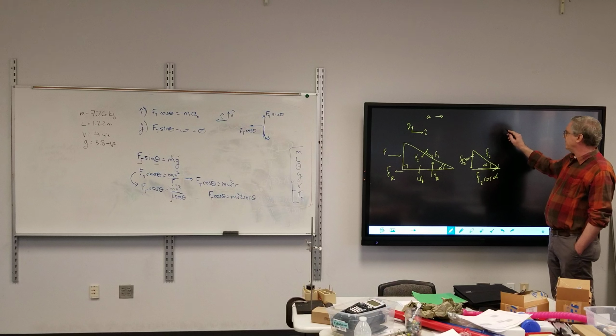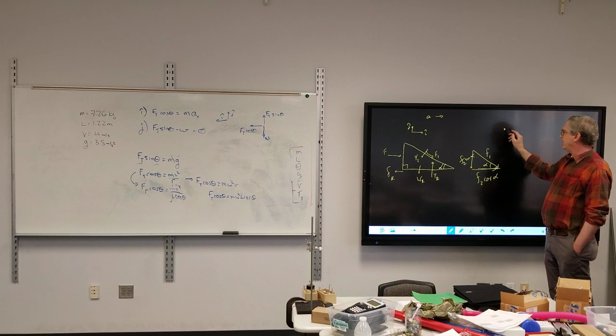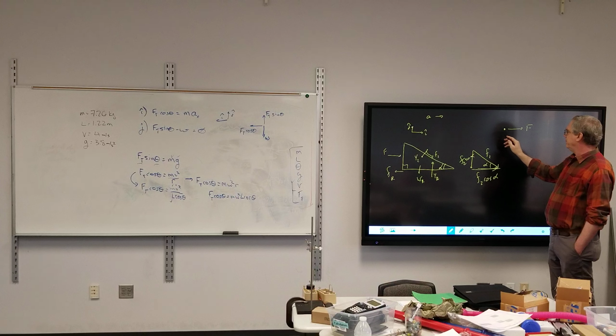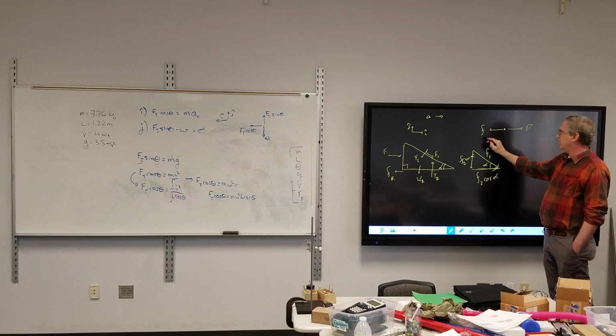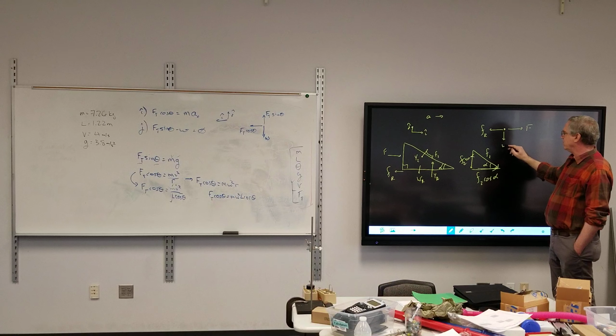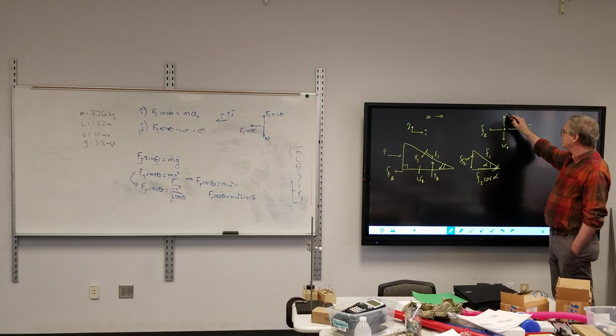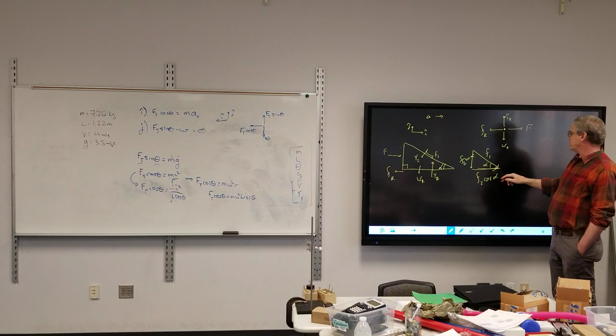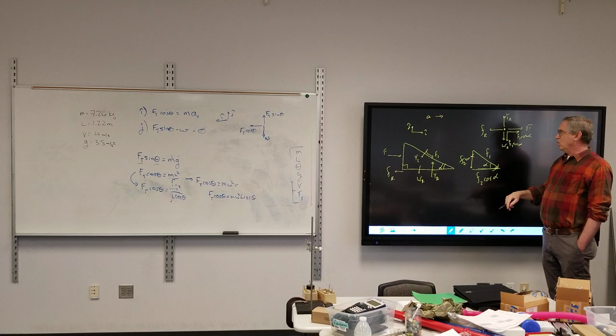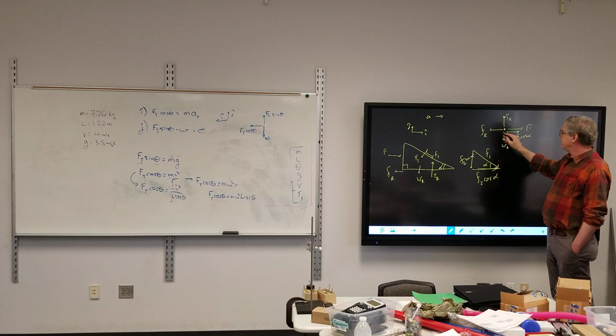So if I'm looking at that, I treat it like a point here. I've got F going to the right, big F. I have going to the left, F sub R. I have down, W sub R. Up, I've got Y sub R. Now with my friction, it is going down and to the right. So the downward one is F2 sine alpha, and to the right, F2 cosine alpha. And the normal force is going down and to the left.